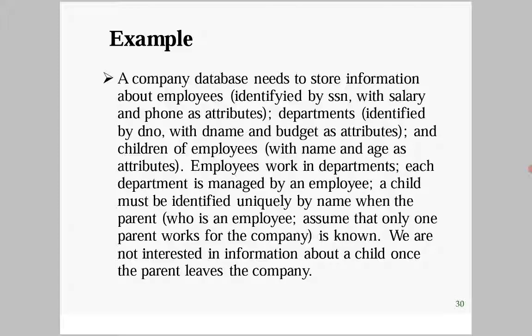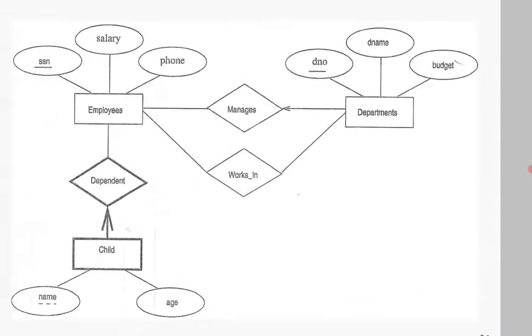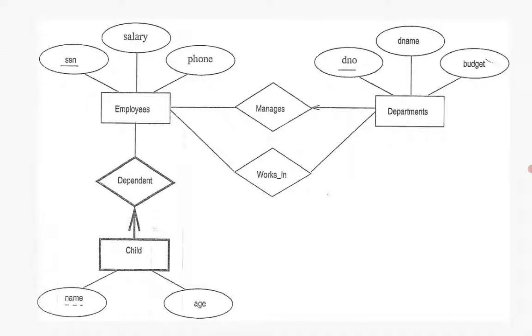The next example is a company database. What is a company database? This is the problem statement given. This is an example of a company database. In this example, we take three entities: employees, departments, and child. Employees have some SSN number, salary, phone number. Here SSN is the key field, and similarly departments have department number, department name, budget. Department number is a key, and child is another entity having only child name and age.